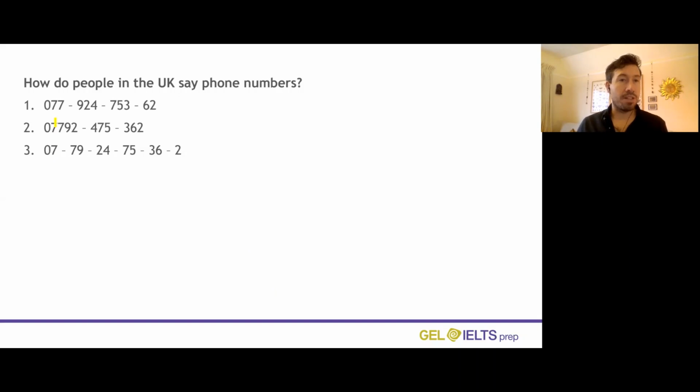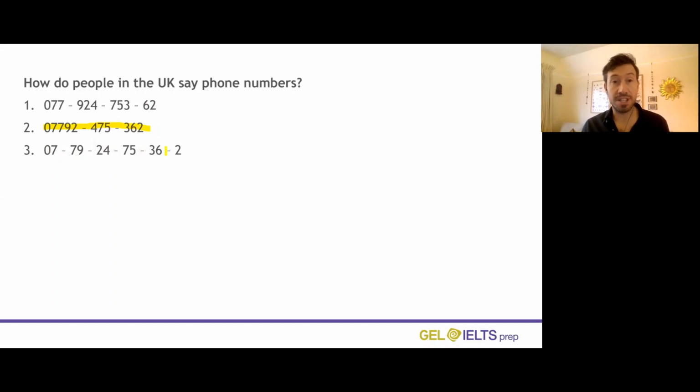Right. Well, the first one, 077 924 753 62, sometimes people would use that one. So that one's okay sometimes, but it's not the most common way of doing it. The most common way of doing it is this one. It would be 07792 475 362. That's generally how most people will tell you their phone numbers if they're from the UK. So knowing that can be quite useful. That's how we group things together. Number 3, no one ever uses this way of doing it.